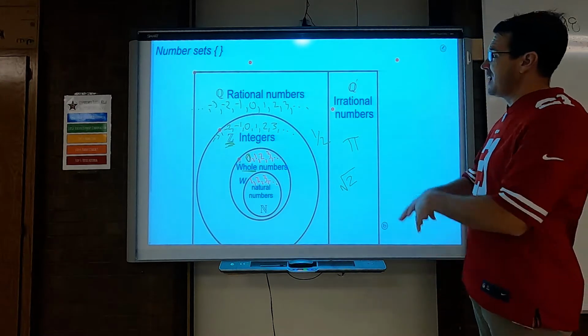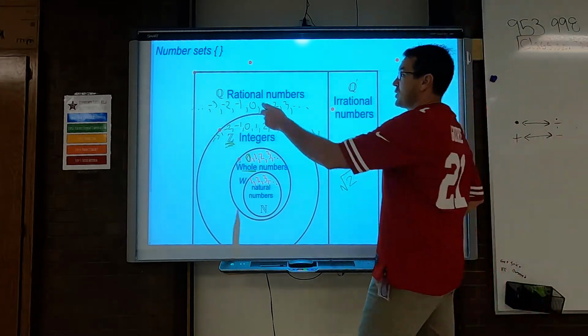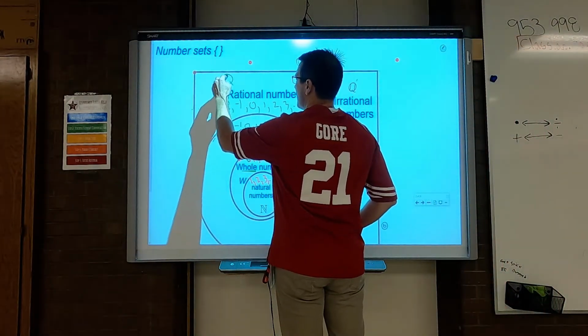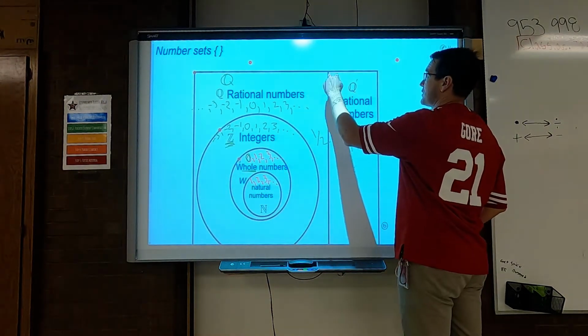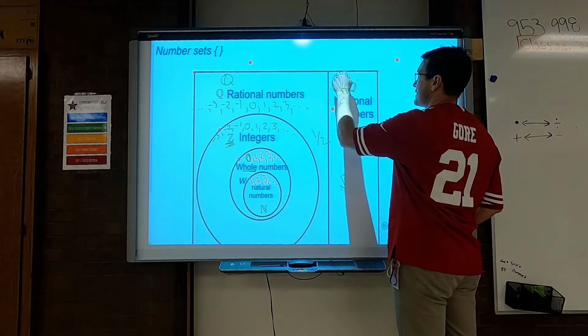And by the way, for rational numbers we use a Q, and I usually do a simple Q, like a double Q line like that. And for irrational numbers I do a Q, and this is a Q like not.